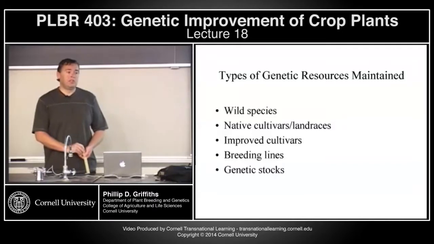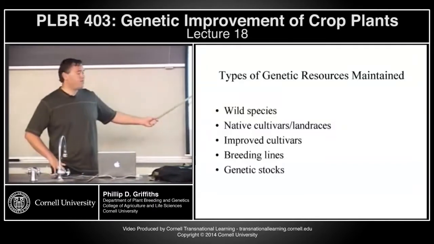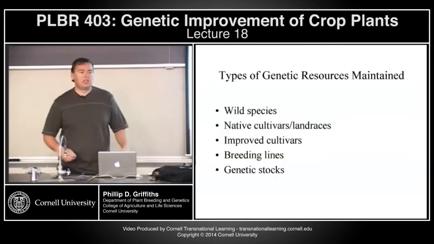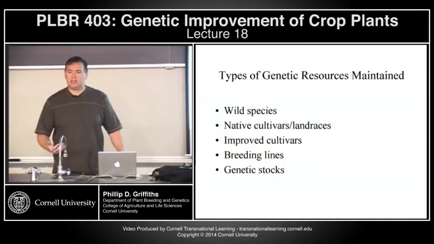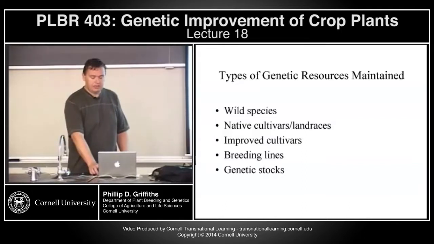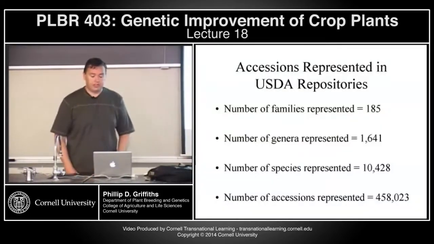So now if there are some very interesting traits that have come through in the breeding program, there's more of an effort to protect these. And also genetic stocks, which would include such things as near-isogenic lines, which would be very good materials for studying genetics of certain traits.